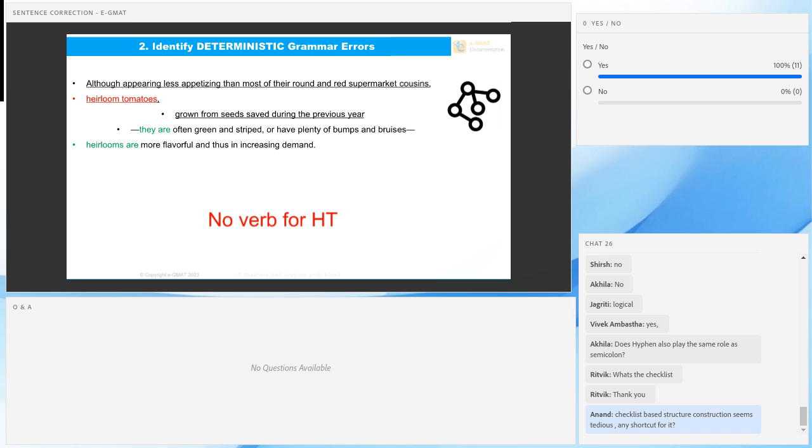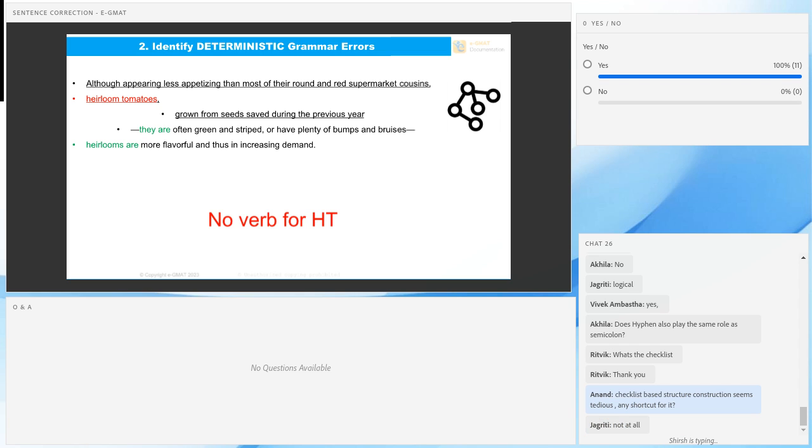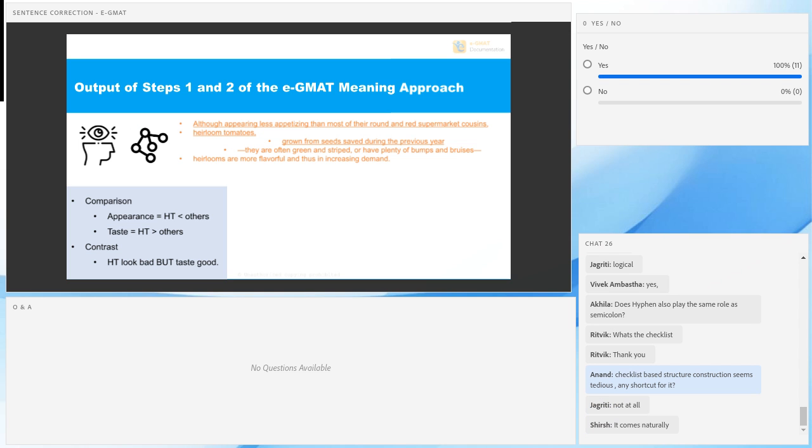And someone says checklist-based structure construction seems tedious. It's not tedious. Once you go through the application files, you will not find that tedious. And I would want e-GMAT students to chime in over here, people who are doing Scholarium. I mean, does that seem tedious? Because you develop an eye. Once you train yourself, you really start to develop an eye for those. Yeah, thank you, Jagriti. All right, so it comes naturally, absolutely. And again, that's the outcome of doing the right kind of practice at the right time.